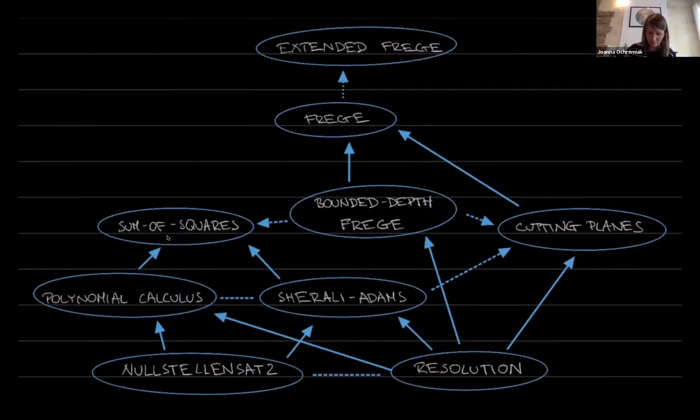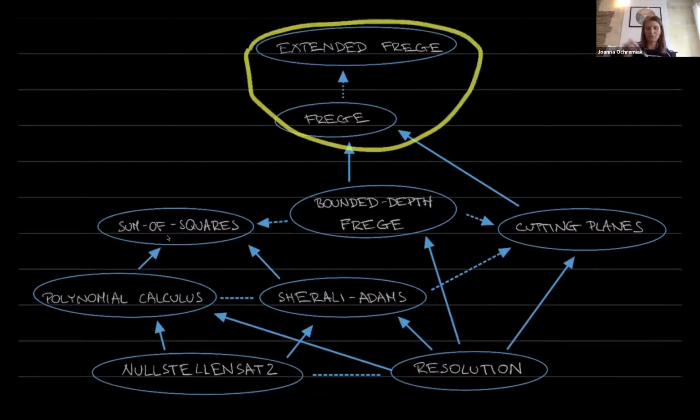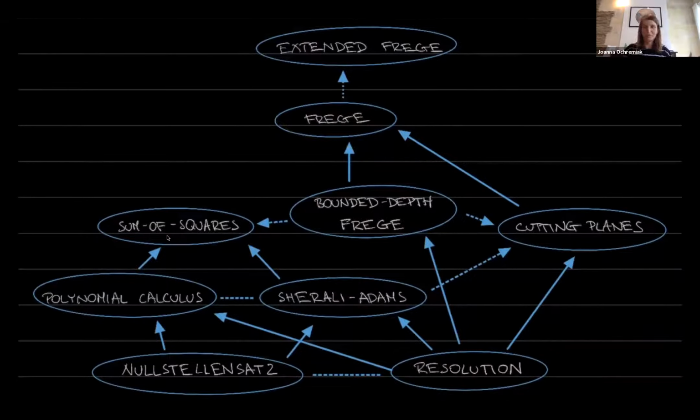And then I think there is one more type of arrow here, between Frege and extended Frege. This means that extended Frege simulates Frege. Whenever you have a small size proof in Frege, you can translate it into a proof in extended Frege. But we don't know of a formula which would require big proofs in Frege and have a small proof in extended Frege. Actually, we don't have any lower bounds for those two proof systems. It can be that those proof systems are actually polynomially bounded.